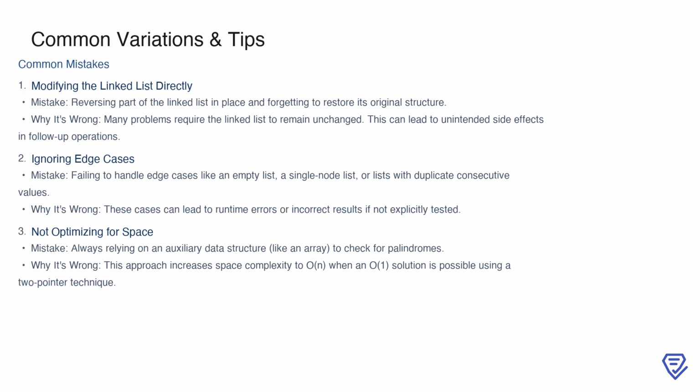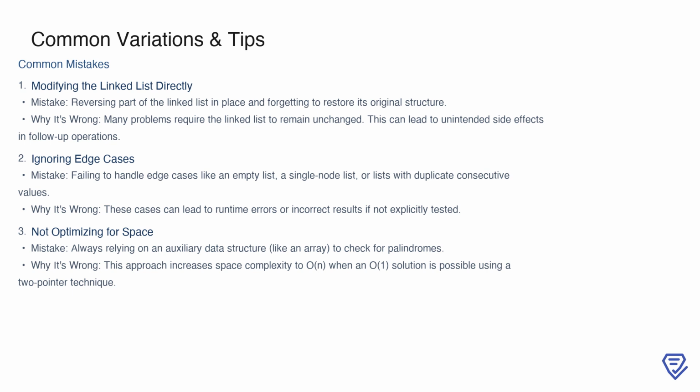First, modifying the linked list directly, such as reversing part of it in place, can lead to issues if the problem requires the list to remain unaltered. This is especially problematic in scenarios where follow-up operations depend on the original structure of the list. Next, ignoring edge cases like an empty list, a single node list, or lists with duplicate consecutive values can result in runtime errors or incorrect results. These scenarios require special handling to ensure your solution is robust.